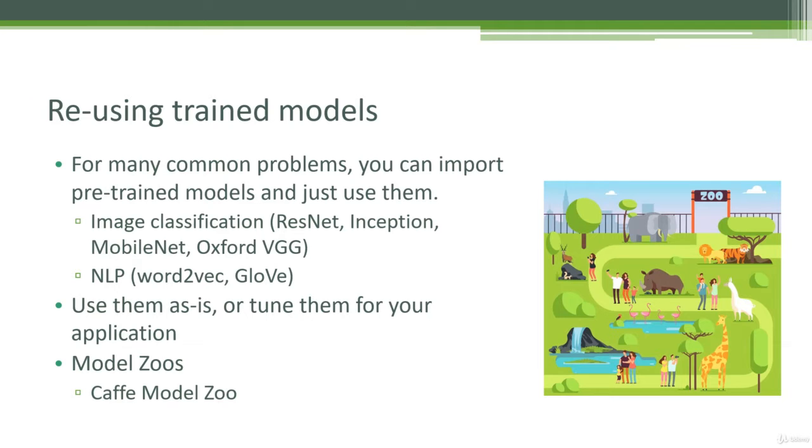Now, you can find more of these pre-trained models in what are called model zoos. A popular one is called the Caffe Model Zoo.